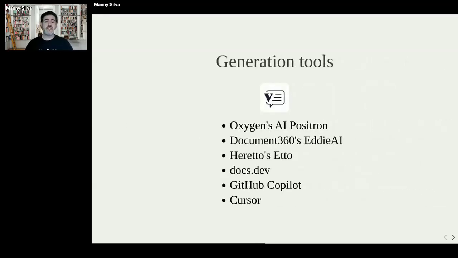We've got Oxygen AI's Positron, Document 360, Heretto. There's docs.dev. GitHub Copilot can be really good for this. And there's also Cursor. Now, I know I'm going fast. I have a lot of slides to cover. Forgive me. But all of these tools can significantly speed up the writing process.